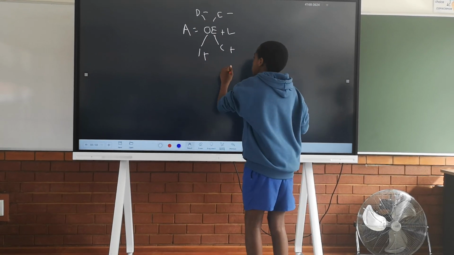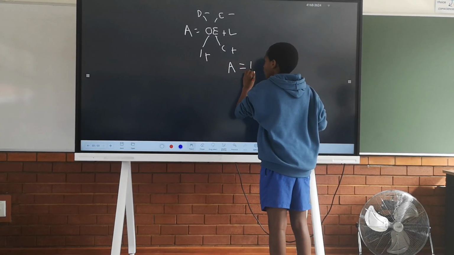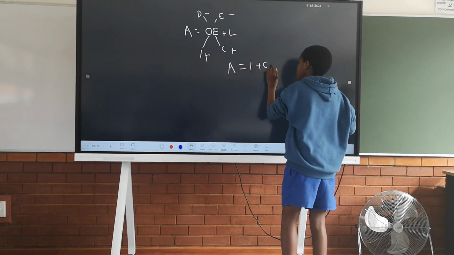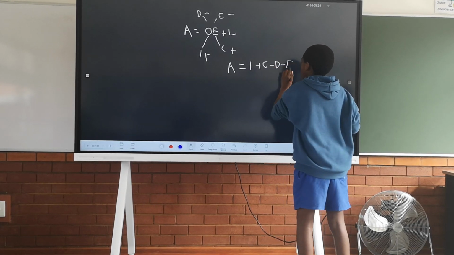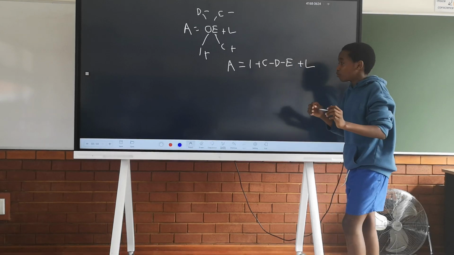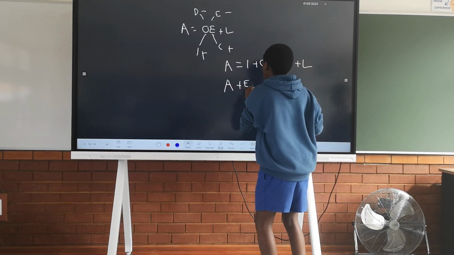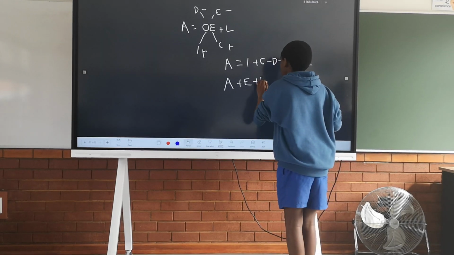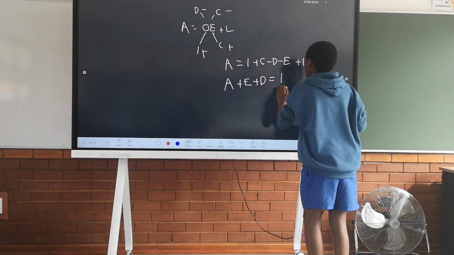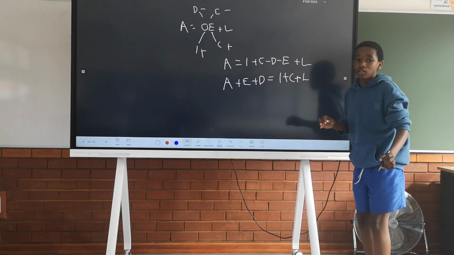So what you can say is A is equal to I plus C minus D minus E plus L. But this can also be written as A plus E plus D is equal to I plus C plus L, and both sides will be equal.